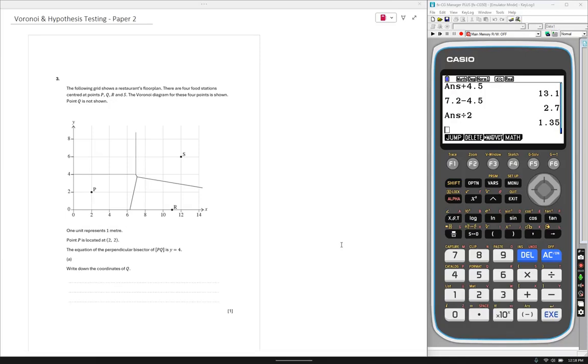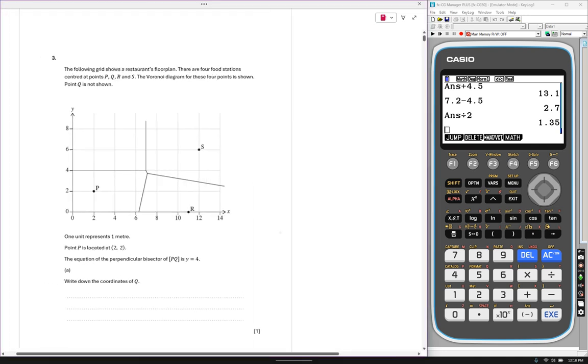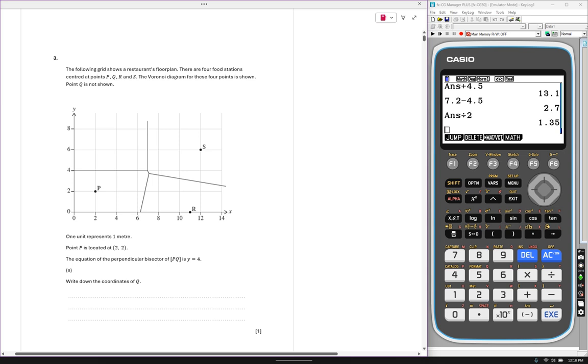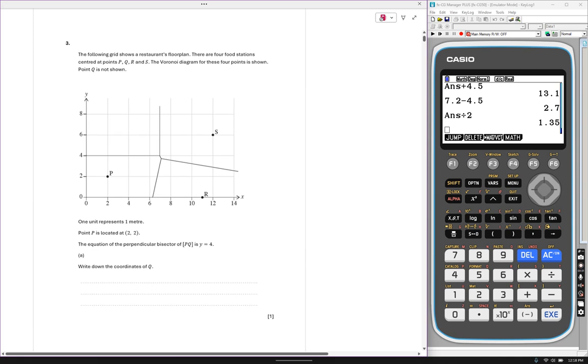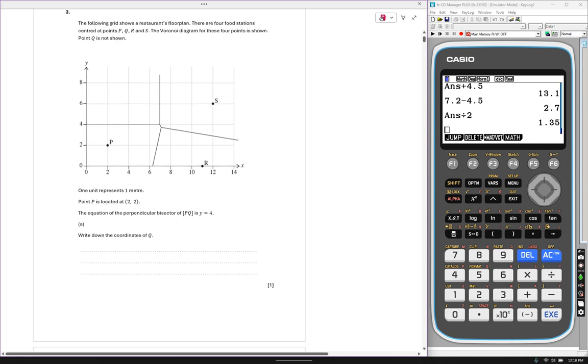A Voronoi diagram question which turns into hypothesis testing. This is for paper 2. The following grid shows a restaurant's floor plan. There are 4 food stations centered at points P, Q, R, and S. The Voronoi diagram for these 4 points is shown. Point Q is not shown. 1 unit represents 1 meter. Point P is located at (2, 2). The equation of the perpendicular bisector of PQ is y equals 4. Write down the coordinates of Q.